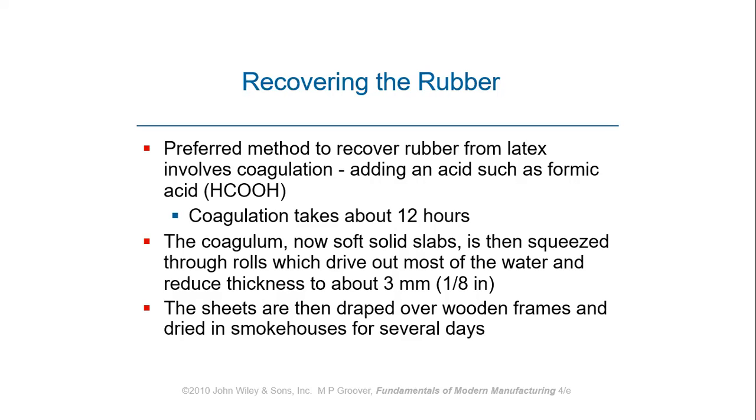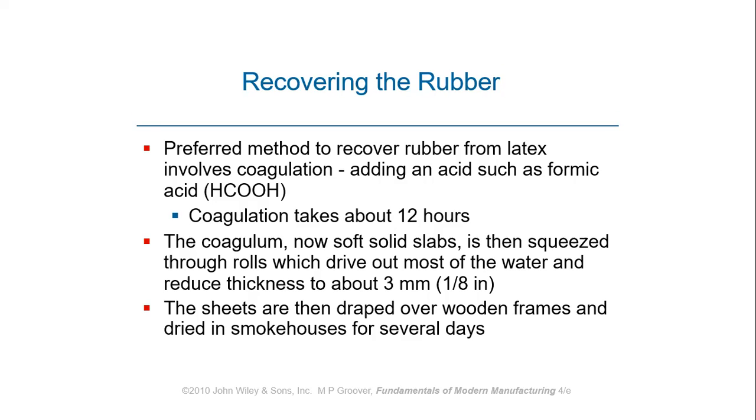It becomes like a thick paste-like structure, and that coagulum is now a kind of soft solid slab. It's not completely solid, it's kind of a Newtonian fluid, and then that is squeezed between two rolls. The rolling process is used to squeeze out the extra water from the rubber. The latex actually contains a lot of water.